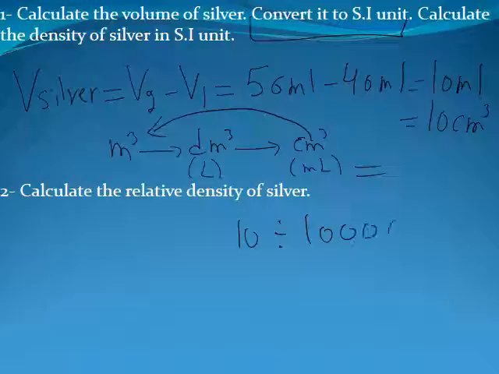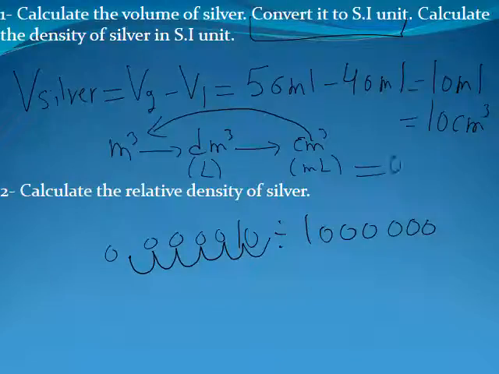How many positions should we move? 6. It's 1, 2, 3, 4, 5, this is the 6. 0, 0, 0, 0, 0, and we eliminate here the 0. So it will be 0.00001. What is the unit? Meter cube. You don't have to forget the unit. Unit is important.